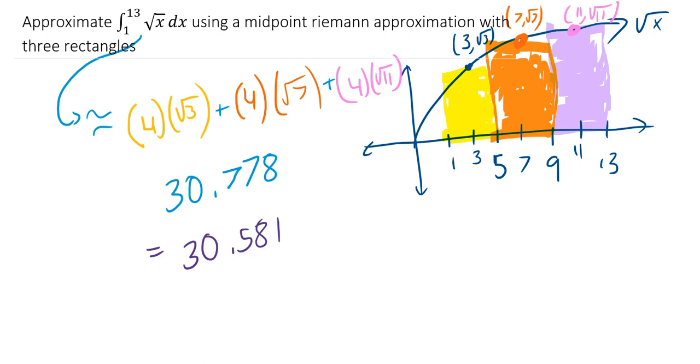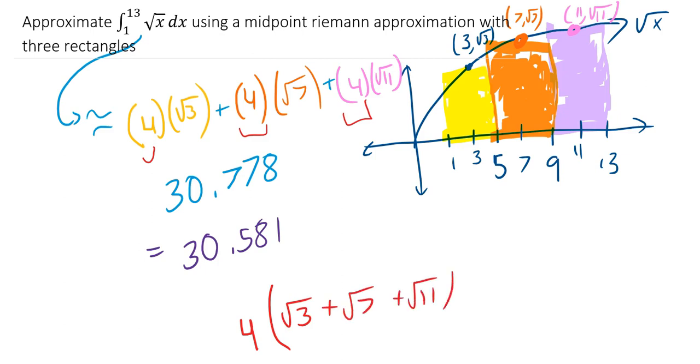That's a phenomenal approximation. Before I move on, I do just want to show how I would have actually written the math myself. If I were doing this, you see how the width is the same for all the rectangles. Since it's the same, I would have written my work as 4 times root 3 plus root 7 plus root 11. I know it's the same thing.